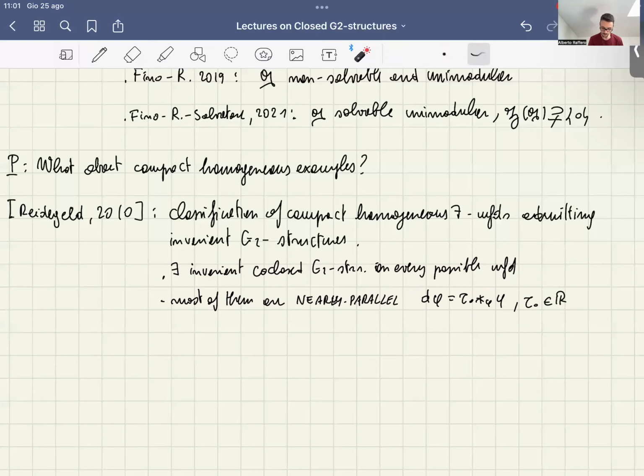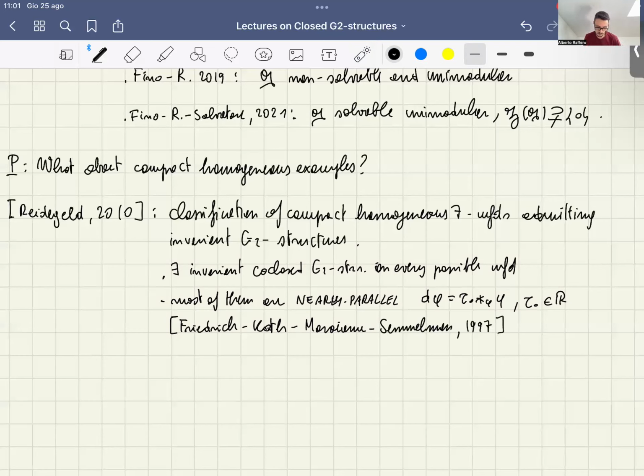And let me remark that the invariant nearly parallel G2 structures on compact homogeneous spaces were studied by Friedrich, Kath, Moroianu, and Semmelmann in 1997. So if you're interested in this class, which is another remarkable class of G2 structures, and you're interested in compact homogeneous examples, you may refer to the paper.